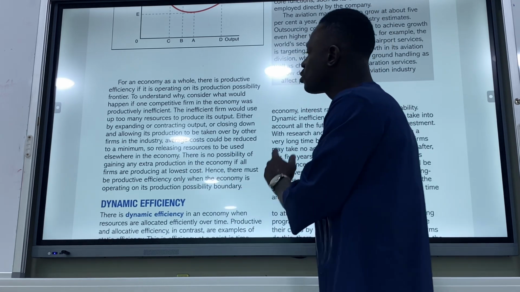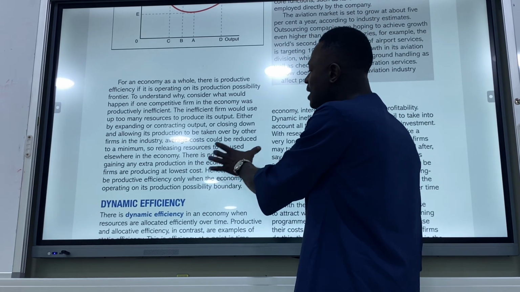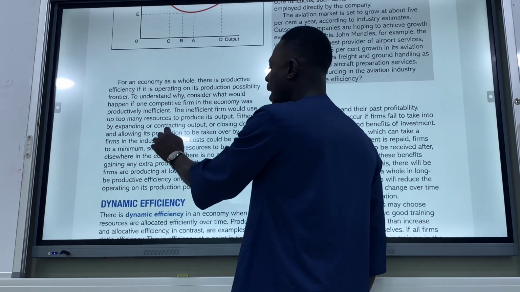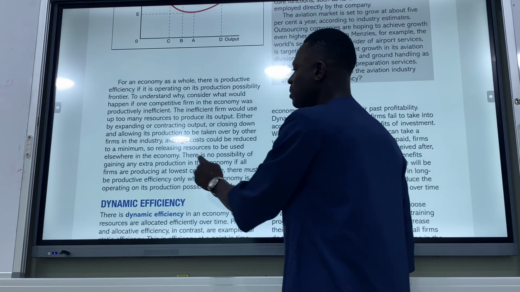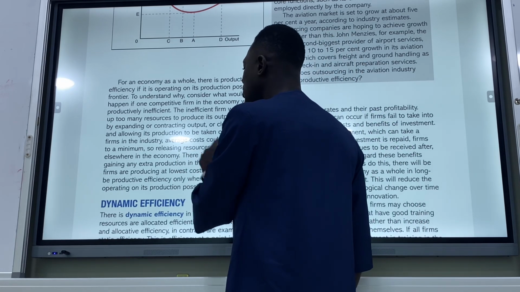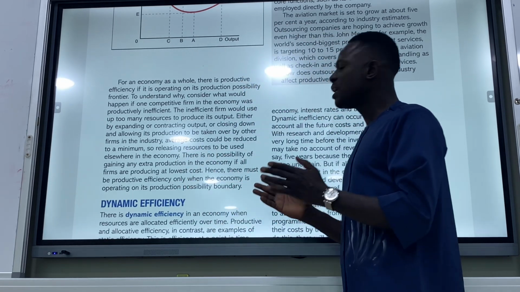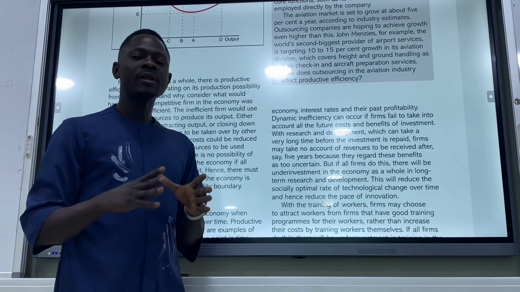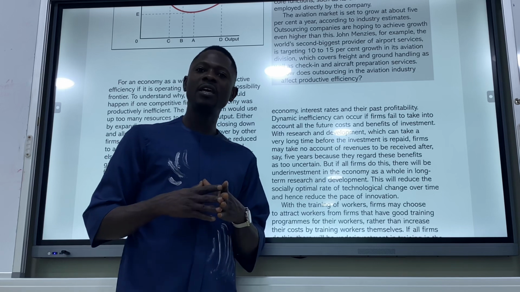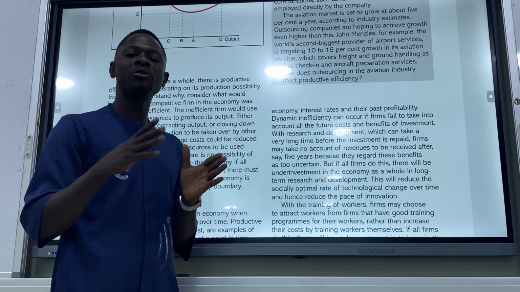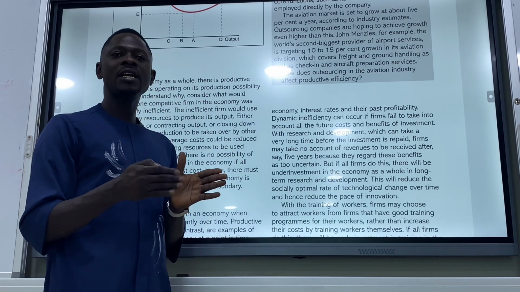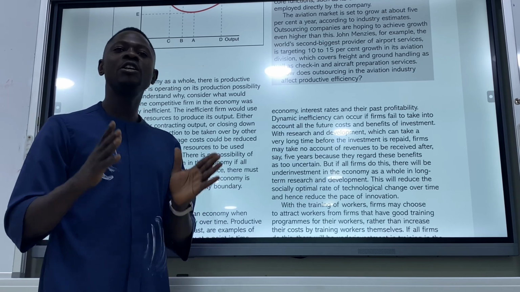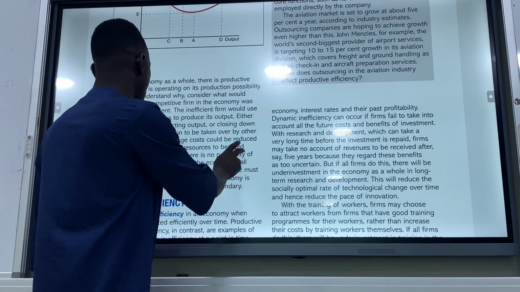So resources would be released to be used elsewhere in the economy. There is no possibility of gaining any extra production in the economy if all firms are producing at lowest cost. Hence, there must be productive efficiency only when the economy is operating on its production possibility frontier or boundary. So, for the economy as a whole, there will be productive efficiency if firms are producing within their production possibility frontier. It means they will be using resources judiciously. That is the point being made there.